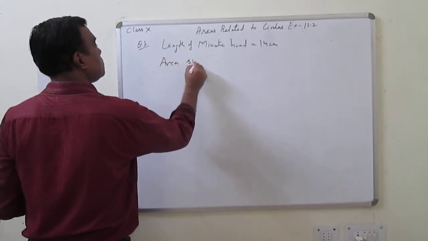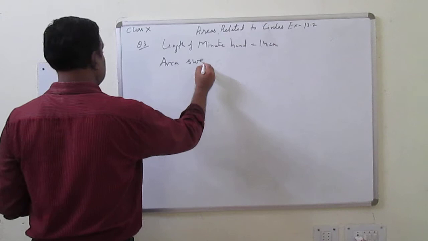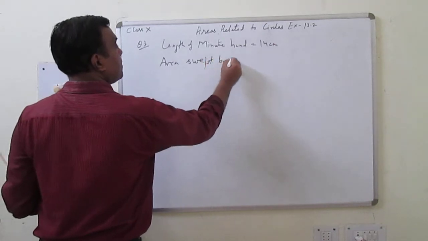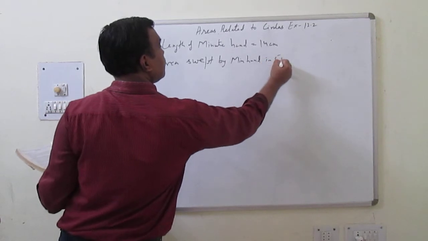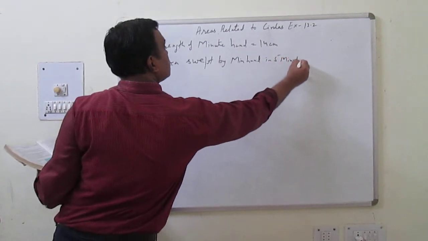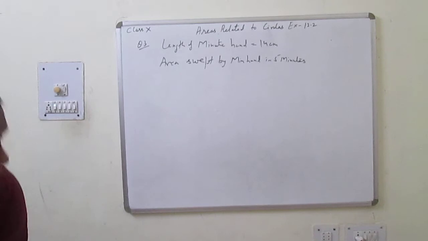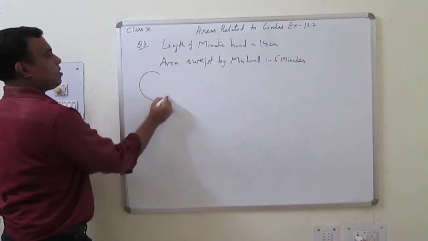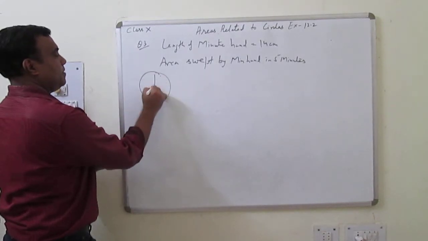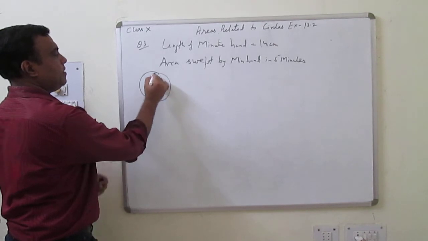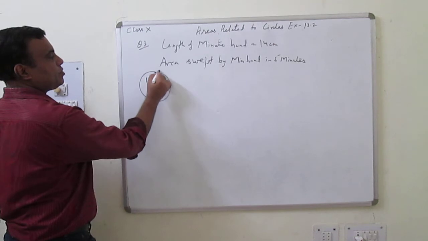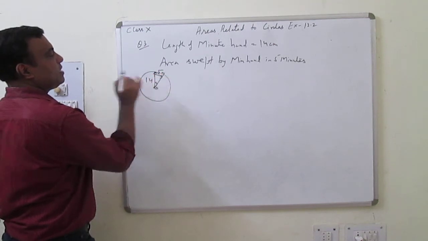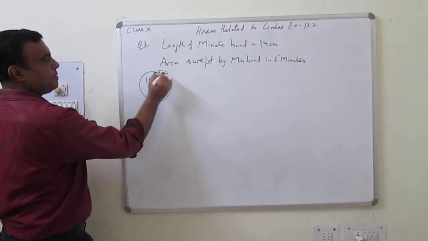Area swept by the minute hand in 5 minutes. Suppose this is a clock and this is a minute hand. The length of the minute hand is 14. In 5 minutes, how many degrees of angle will it make?